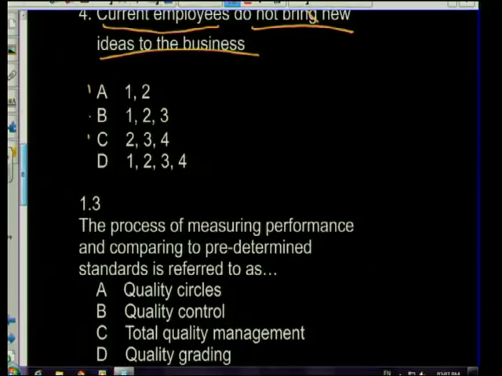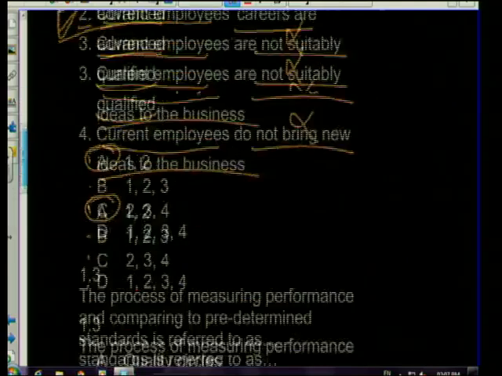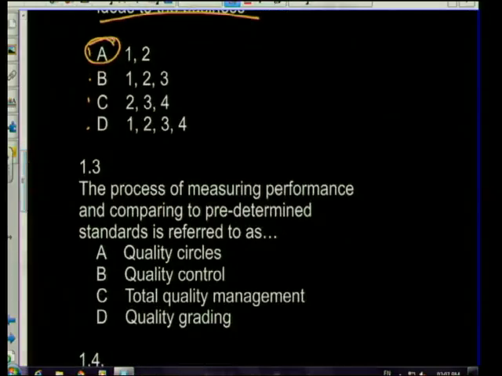So A, B, C, or D, and you'll see A already. Before we even have to go any further, grade 12s, we've already answered the question by just being proactive. So in this case, if we look at the question again, Rudy is the owner of a hardware store. He needs to appoint another assistant. What are the advantages of Rudy appointing someone internally? We saw that it was 1 and 2, and quite simply we could have answered and circled A.